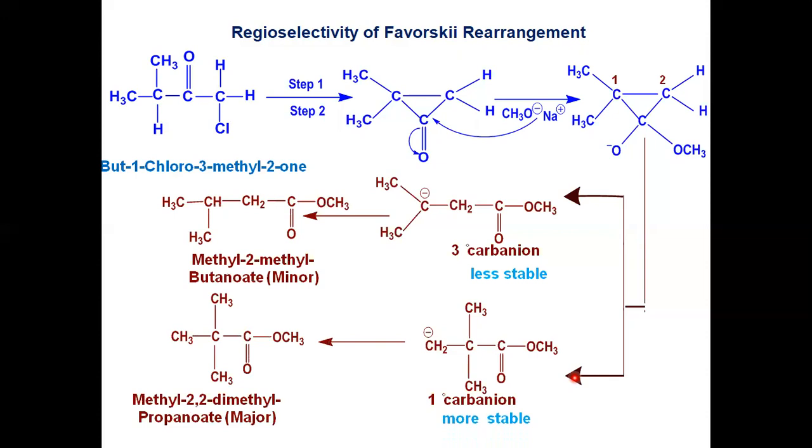Whereas the tertiary carbanion, when it abstracts a proton from the solvent, forms the product methyl 2-methylbutanoate, which will form as the minor product because it is formed from the less stable carbanion. And the formation of the major product depends on the more stable carbanion. So that's why methyl 2,2-dimethylpropanoate is formed as the major product.